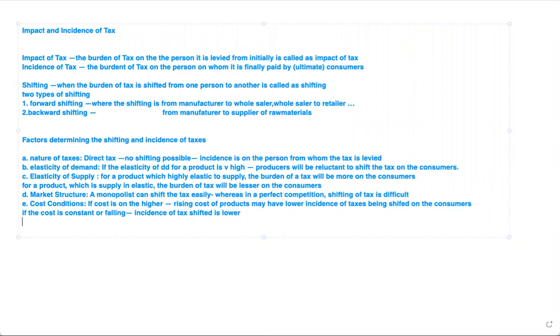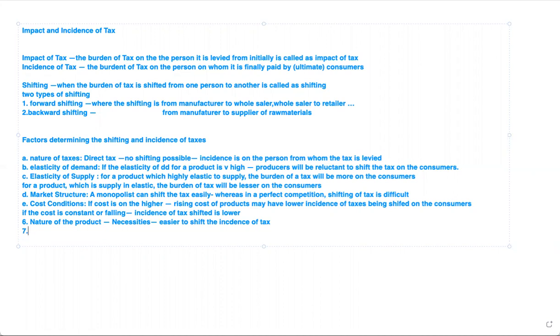Okay. Now let's take the next one as nature of the product. Nature of the product बोला तो necessities बोला तो easy to shift, right? Consume करना ही पड़ेगा. You can't avoid consuming. Necessities, okay? Easier to shift for tax. Necessity.